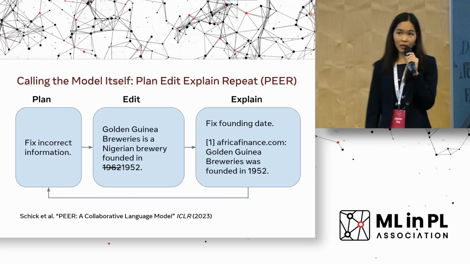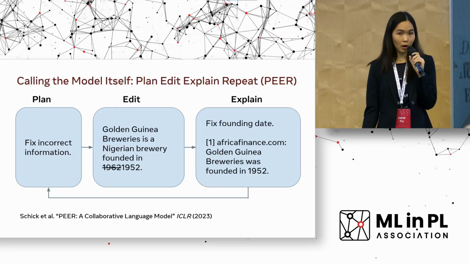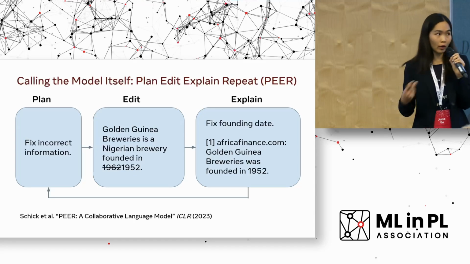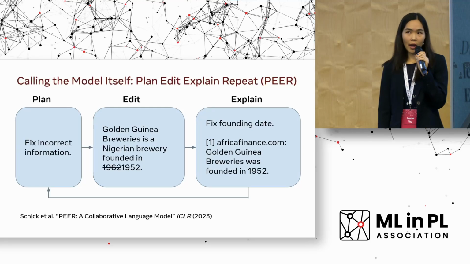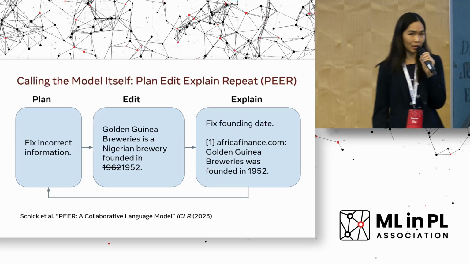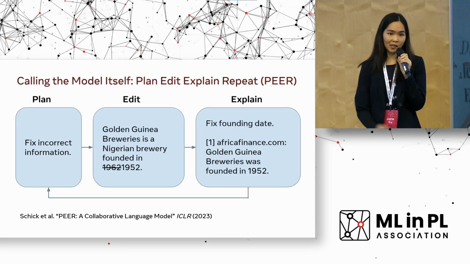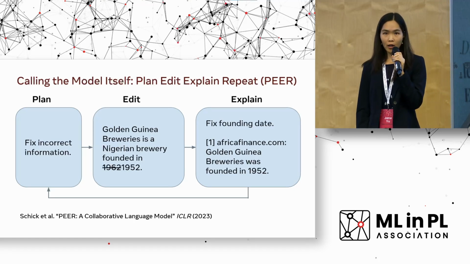So for example, I have this model, PEER, a collaborative language model, which appeared in ICLR this year. And PEER is a collaborative language model that is designed to work with you, the user, on building whole articles from scratch. So let's say you want to write a Wikipedia article about somebody. And it has 3 major modes. It has a planning mode, it has an editing mode, and it has an explanation mode to explain the kind of edit that it created. And then it repeats this process so that it can iteratively build upon the article that you want to create.